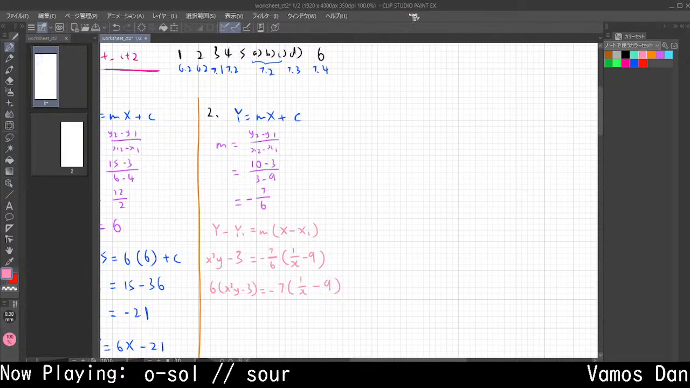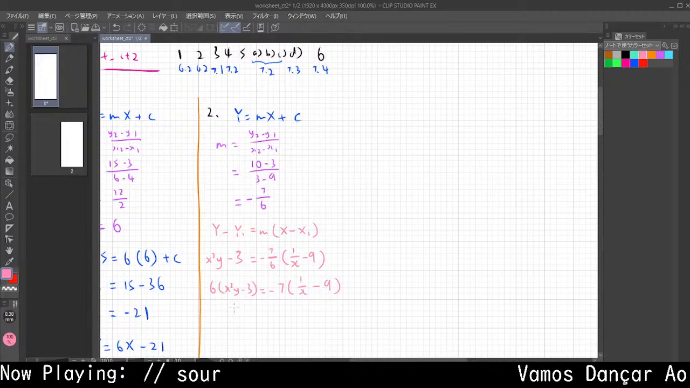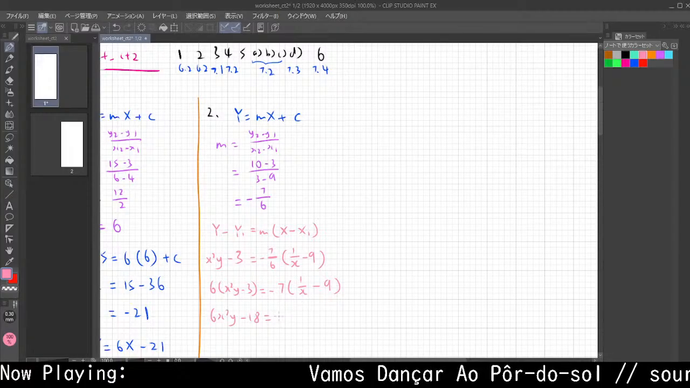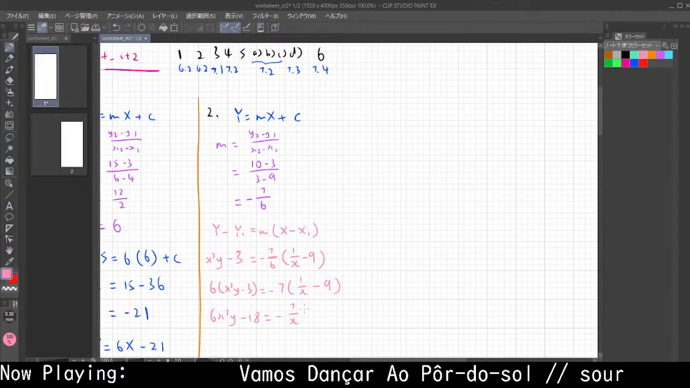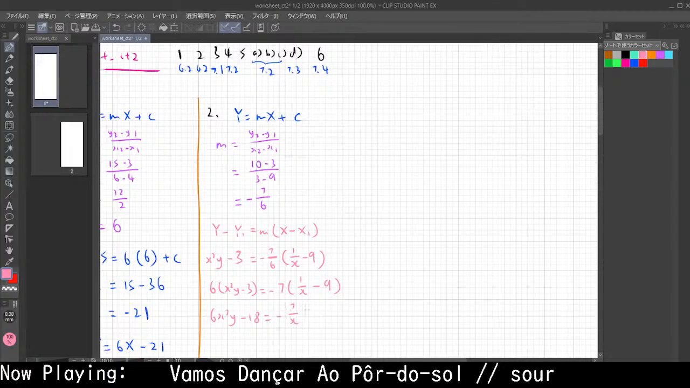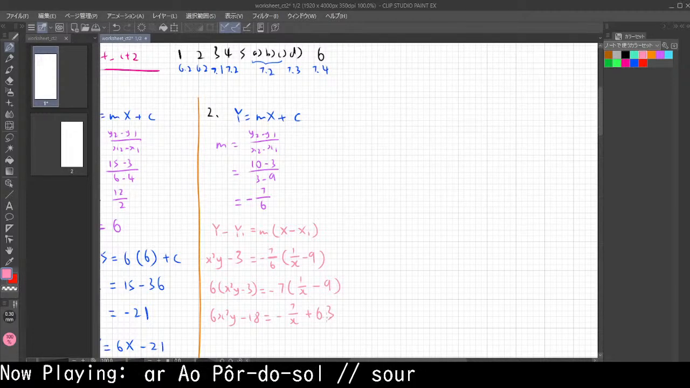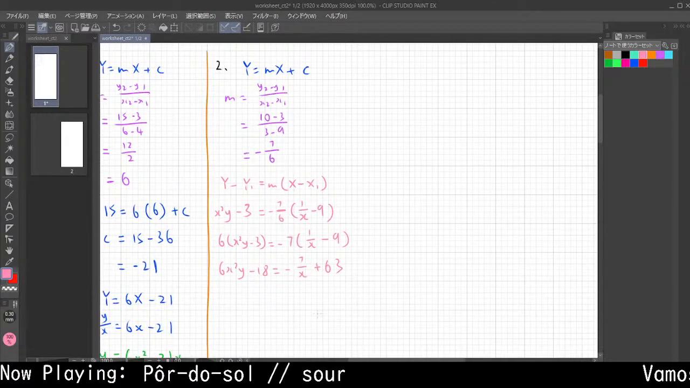Okay, anyway, we just multiply inside, so you get 6x squared y minus 18 equals to minus 7 you multiply, so minus 7 over 8 minus 7 over x, and then minus become plus. 7 times 9 is 63. Then you just rearrange it.